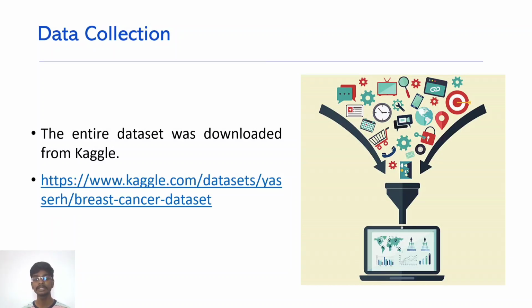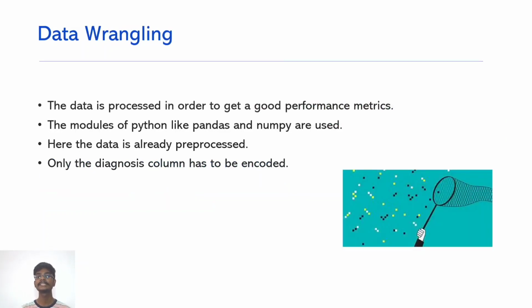So first, the data collection part. The data set has been collected from Kaggle itself, and not from other sources like warehouses, databases, and so on. The link is shown here. Next, let's see the data wrangling. It's a very important process, whether it's an analysis or a machine learning project. But over here, I haven't done any data wrangling or pre-processing because the data is already pre-processed. The only thing I have done is the label encoding, as I said earlier.